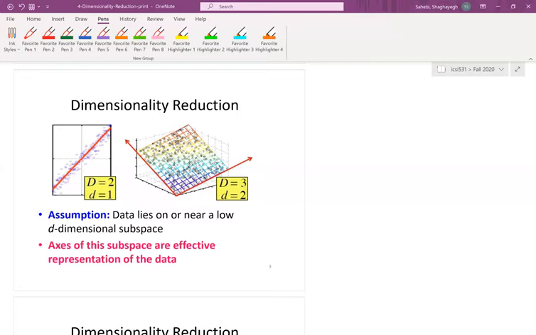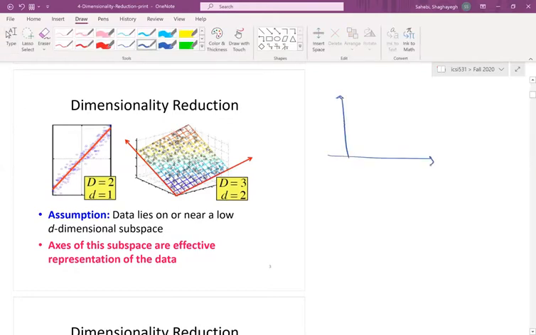So in dimensionality reduction, we assume that we have data in small d dimensions, and what we assume is that although our space is d-dimensional, although we have d features or characteristics from the data, it's not that we really need all of these features, or in other words, our data is not d-dimensional. It can be summarized in lower dimensions. So basically, we assume that our data lies on a lower dimensional subspace of the original space that we had. And then the axes of this subspace are going to be an effective representation of our data.